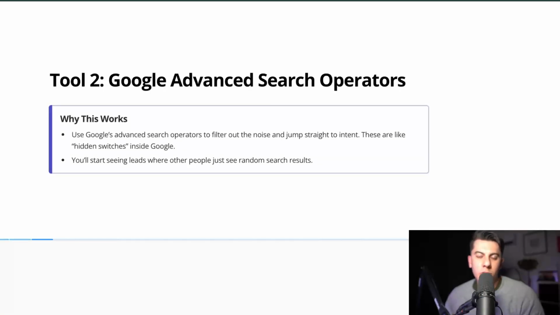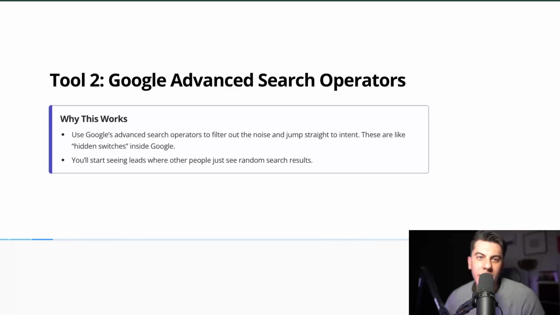So here's what usually happens. Most people type a few basic keywords into Google, like roofing companies in Denver, and then scroll through random results. The problem, that's what everyone does. You end up seeing the same pages, the same directories, and you miss out on the real gems. The pages where business owners are actually promoting, hiring, or literally complaining about problems you can solve.